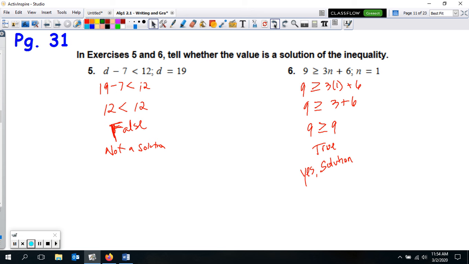All right, so that's all you're doing on these ones. It should be fairly simple. Just check to see if it is a true statement. If it's true, then it's a solution. If it's false, though, then it's not a solution.